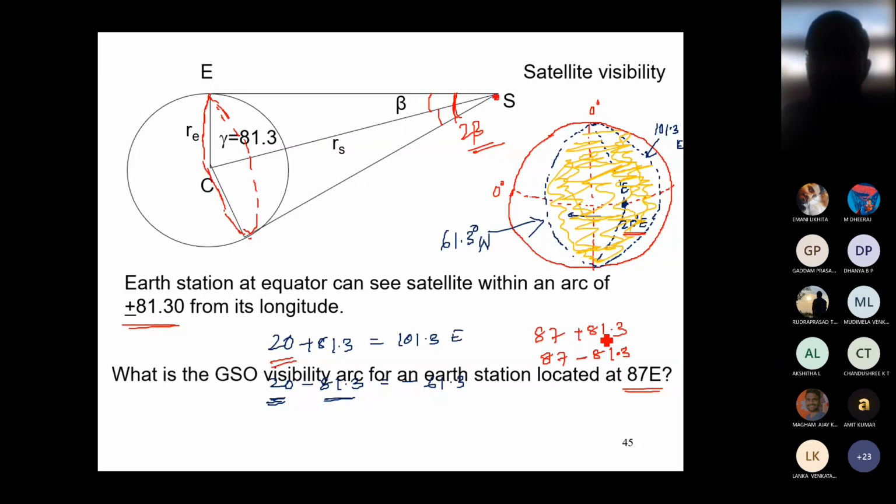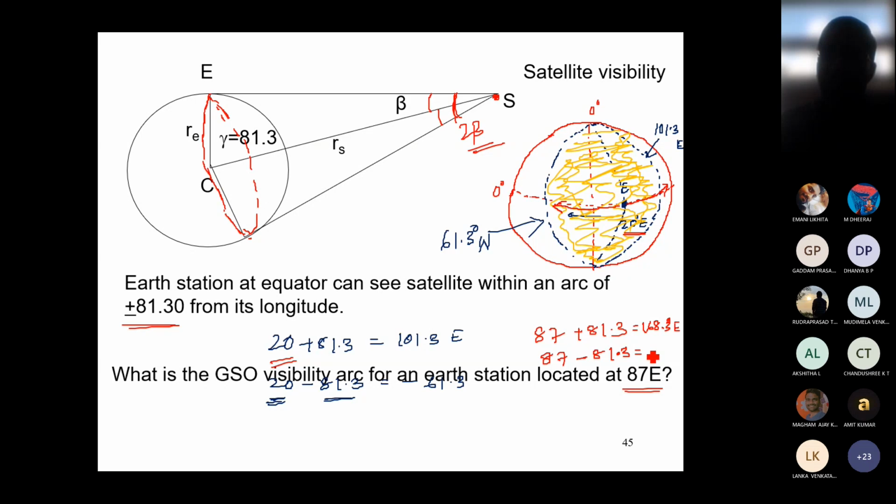When you add 87 plus 81.3, it will be approximately 168.3. So is it east or west, because we are talking about longitude? It will obviously be east, no doubt, because if this is the longitude line of the Earth station at 87°, adding means you are going in this direction, towards the east. If you subtract, you are going towards the west. That is obvious.